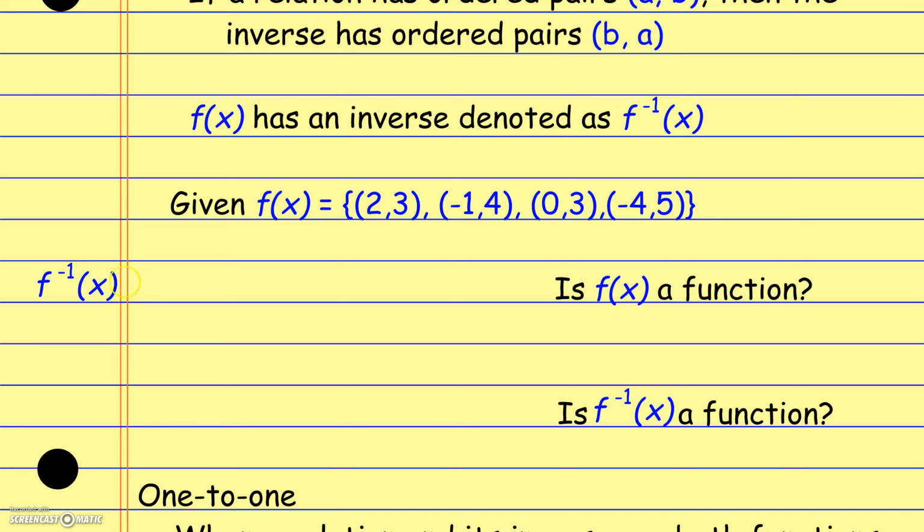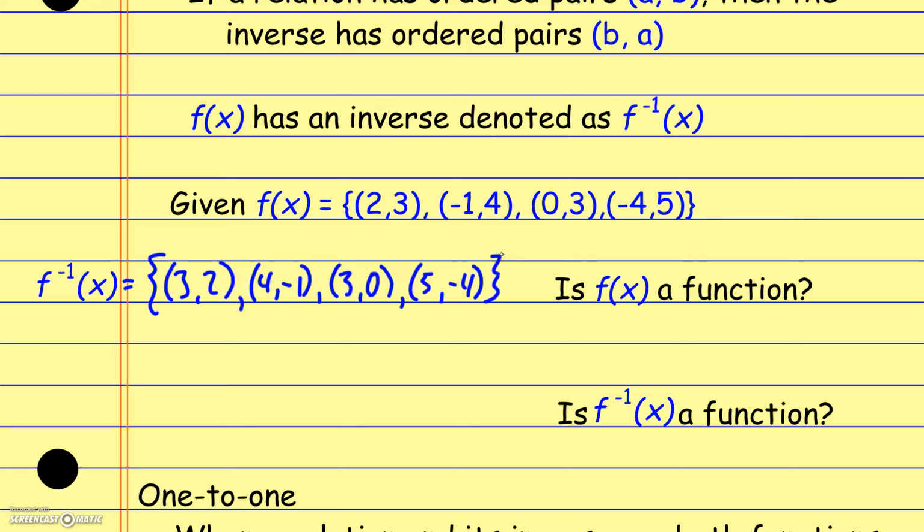So I scooted that off to the side a little bit. If f of x had the ordered pair 2, 3, the inverse is going to have the ordered pair 3, 2. I just switched the x and the y. The next ordered pair that the function had was negative 1, 4, so I'm going to have 4, negative 1. My next ordered pair for the inverse is going to be 3, 0, and my last ordered pair is going to be 5, negative 4. I just take each of those ordered pairs and switch the x and the y. That's my inverse.